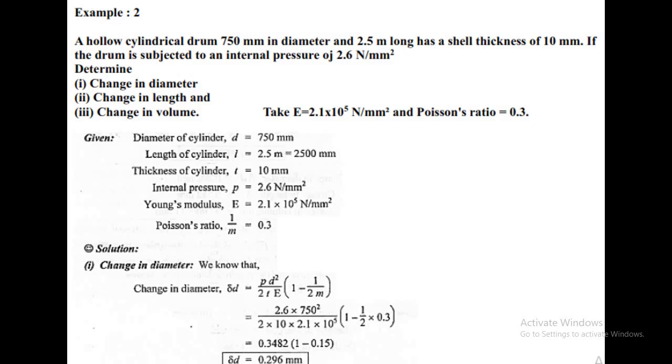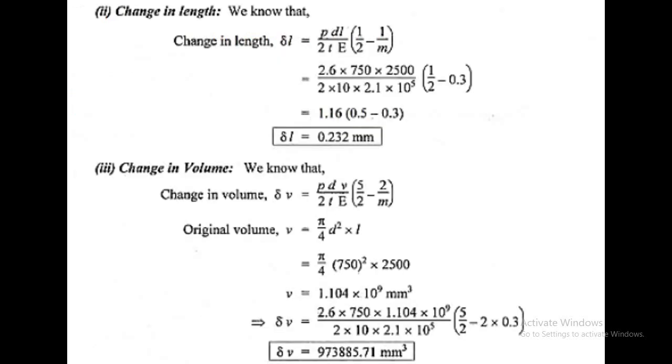So you do the conversion of the given data, and we know the formula for change in diameter is PD squared by 2tE into (1 minus 1 by 2 into mu). So this is the formula for change in diameter. Substitute and you get the answer as 0.296.